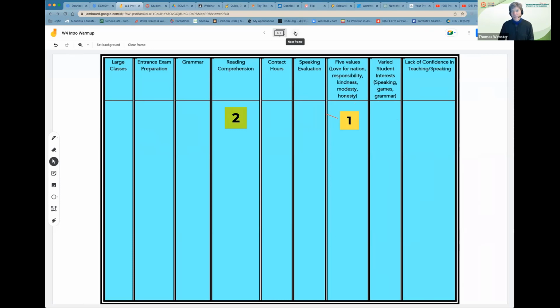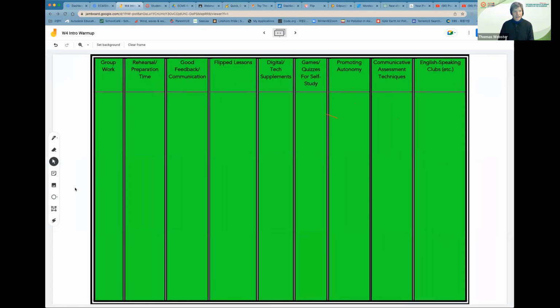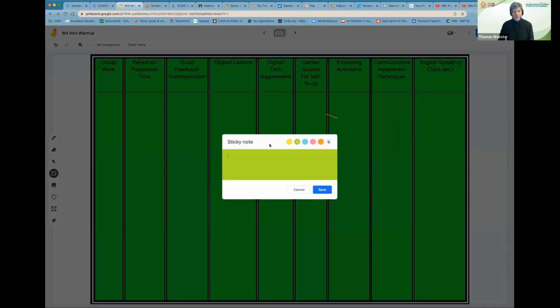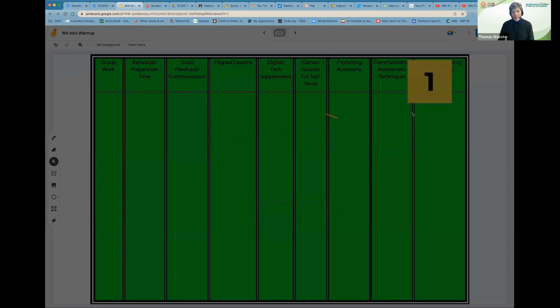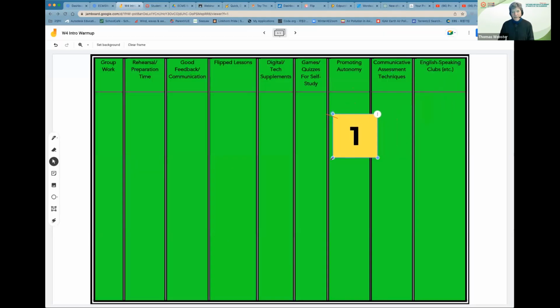So you can click on the top and do that on this second board too, where you're going to start with yellow for number 1, yellow for your number 1 solution. So this is what you think works well. Do you do flipped lessons? Then put number 1 as what you think helps you to solve a lot of the problems in your classroom, okay? So let's go ahead and do this and have fun.